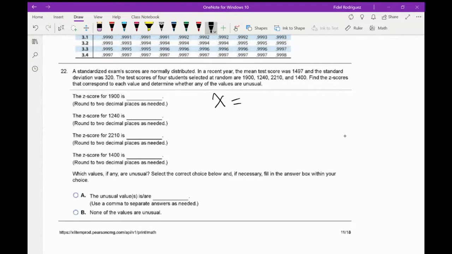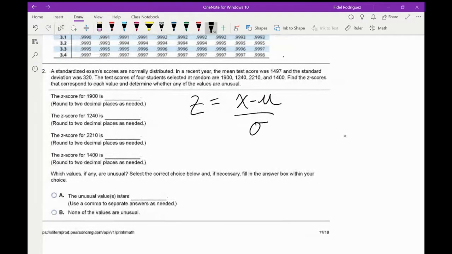So Z is equal to X minus mu divided by my standard deviation. Okay, so in this particular problem, remember mu is my mean. So this is 1497. And then it told us that our standard deviation was the number 320, right? Okay, so the first one we have is when the X value is 1900.